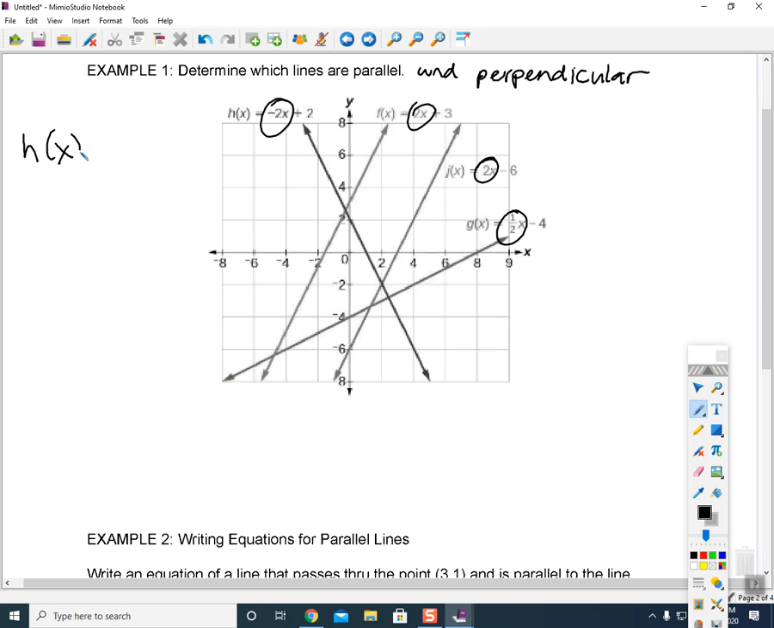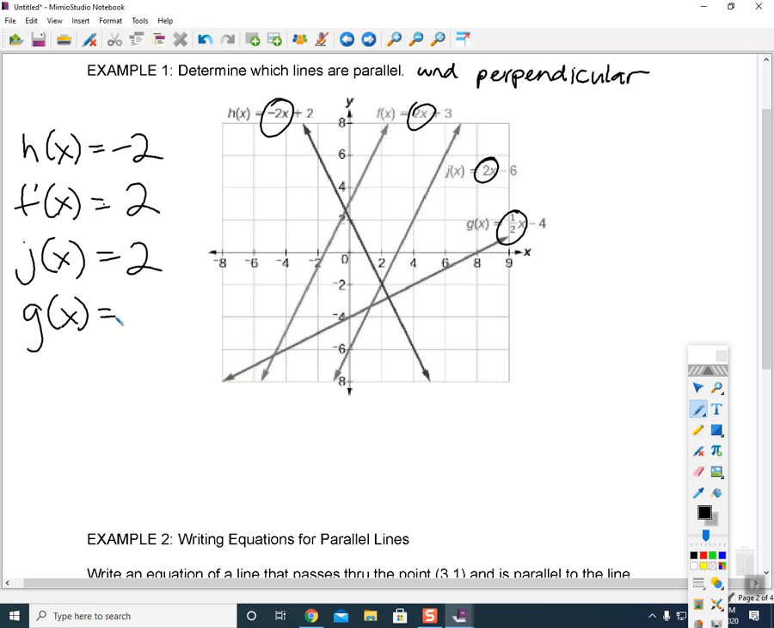For h of x, the slope is going to be negative 2. For f of x, the slope is going to be a positive 2. For j of x, it's also going to be a positive 2. And for g of x, my slope is 1/2. So it's pretty clear to see f of x and j of x have the same slope. So I'm going to write something here: f of x and j of x.